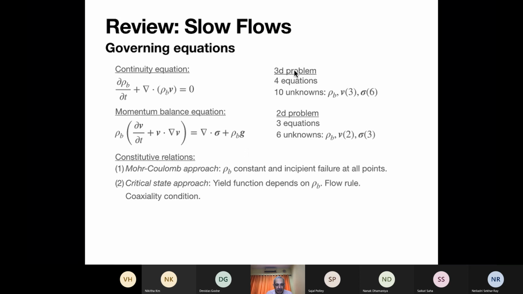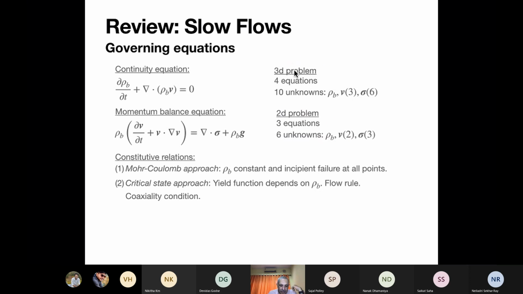So we looked at the governing equations. These are the continuity equation and the momentum balance equation. And we saw that for 3D problems, you have 4 equations and 10 unknowns: density, 3 velocity components, 6 stress components. And for a 2D problem, you have 3 equations, which is the continuity and 2 components of the momentum balance, and then you have 6 unknowns, which is density, 2 components of the velocity, and 3 components of the stress.